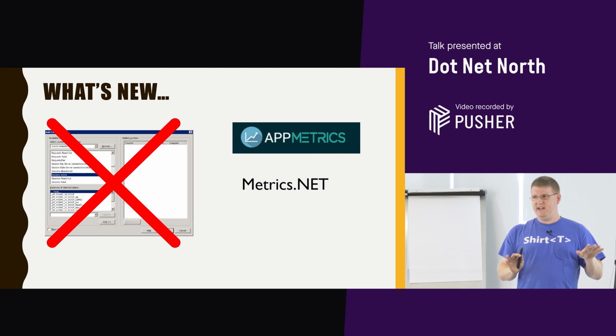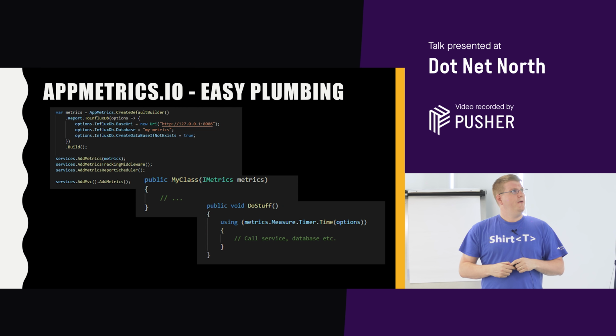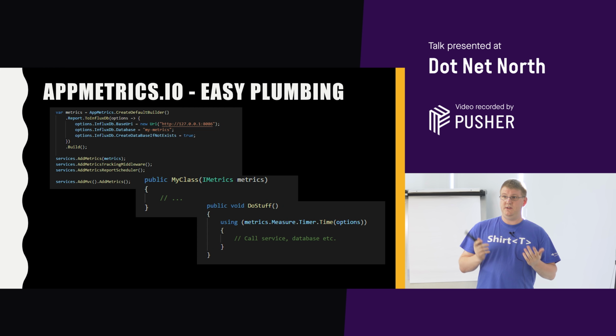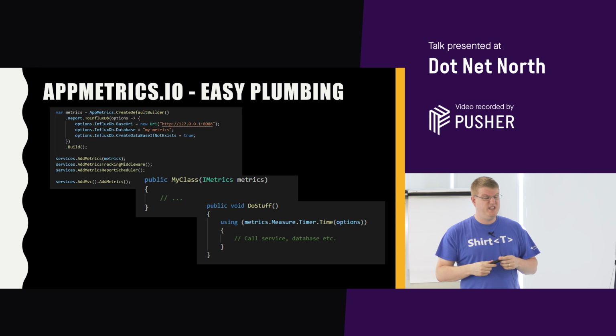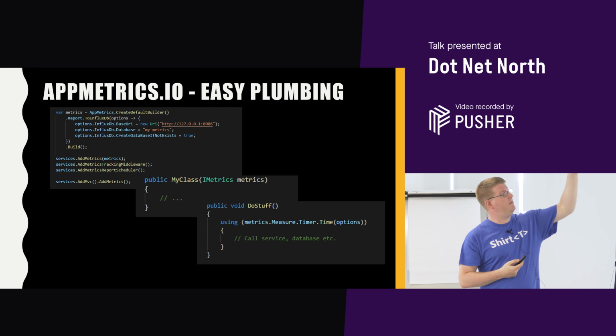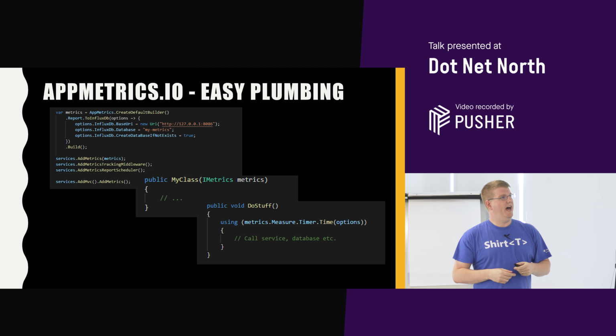Metrics.net seems to have died a death, but I've not really found anything that's providing that sort of integration. Now we're going to focus on AppMetrics. AppMetrics is the one that I've used quite a lot. It's really easy to use, which is why I like it. It's very light touch with what you're doing. It's incredibly easy plumbing. You'll recognize that sort of syntax for the app builders.